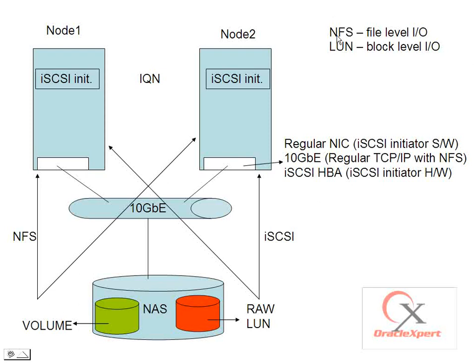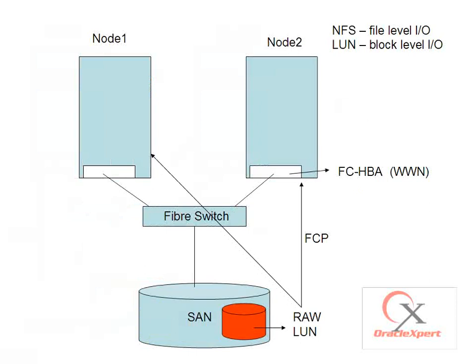Understand the difference? NFS allows you file level I/O, while a LUN gives you raw block level I/O. Clear? So this is how one could use it in real life. However, the more prominent usage is this model, where you use a SAN. On a SAN, you would create a raw LUN. Using fiber technology, you will have a fiber switch in between. And on the machines, you no longer use a NIC or 10 gigabit Ethernet, or an iSCSI HBA. Instead, you use a fiber channel HBA.